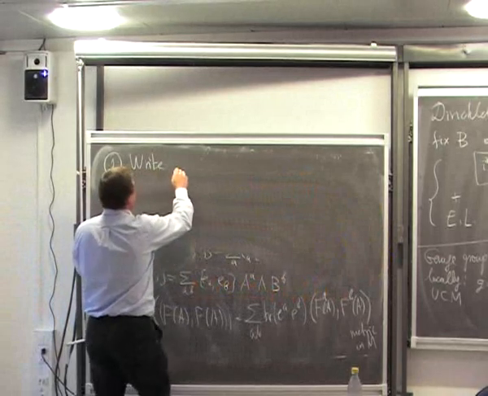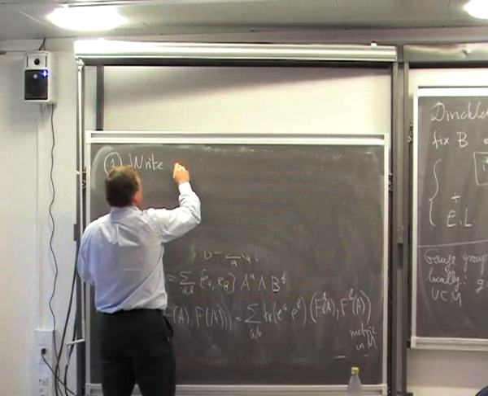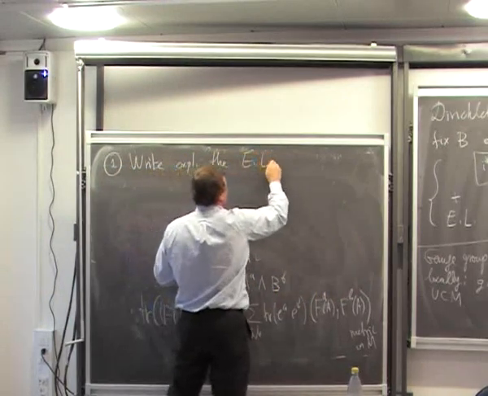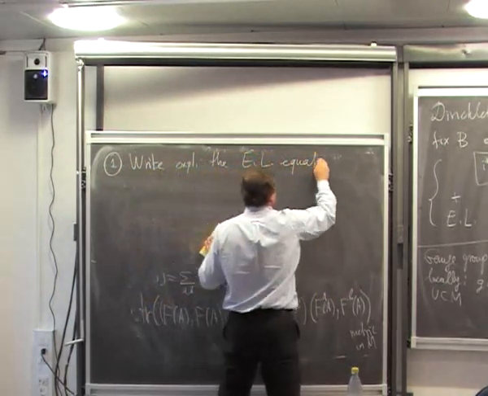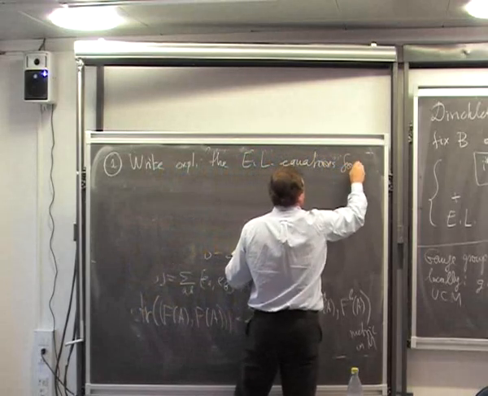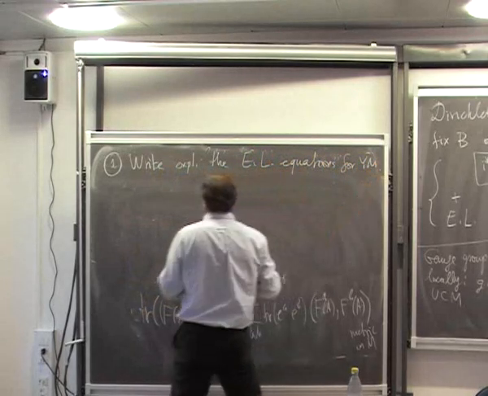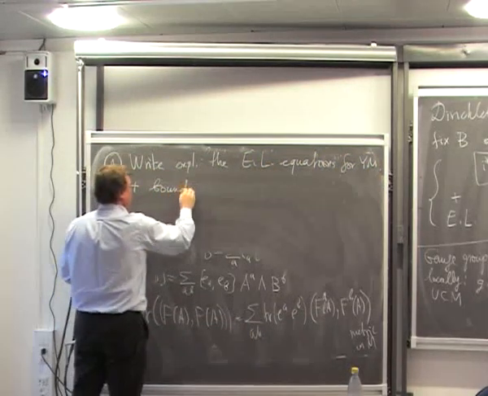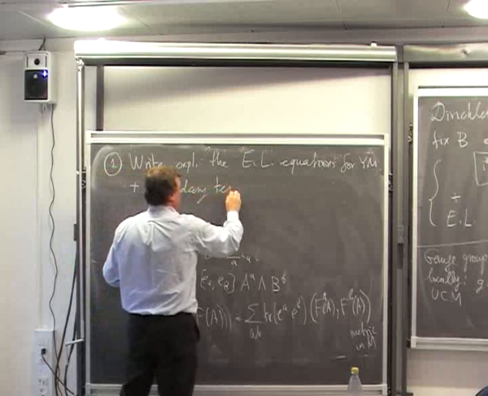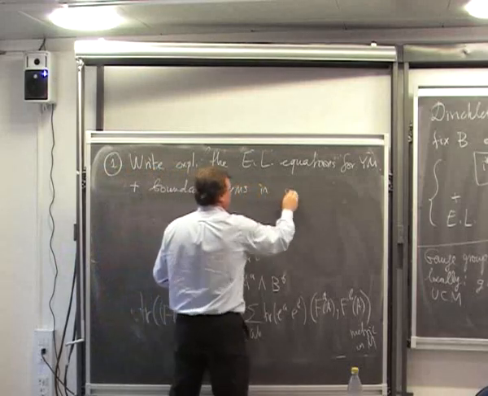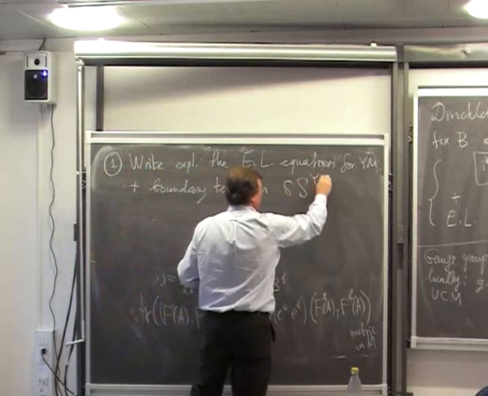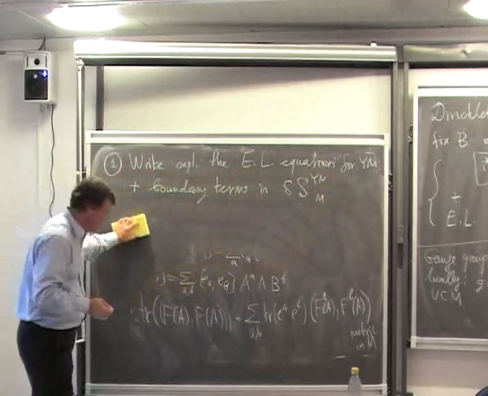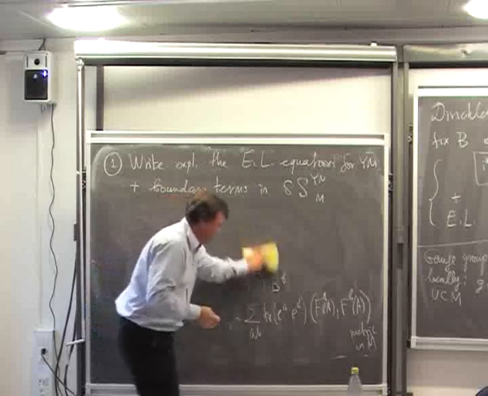So write explicitly the Euler-Lagrange equations for the Yang-Mills theory and boundary terms in the variation of the action. It's a very straightforward exercise. I can do it, but it will be better if everybody will do it.